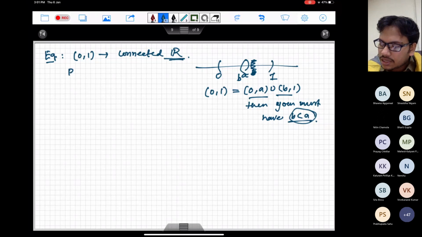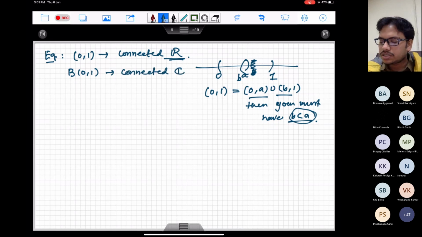Similarly, B(0,1), this one is a connected subset of C. I'm not going to prove all this. These things you will anyway see in a topology class, but you can take it for granted at this moment.